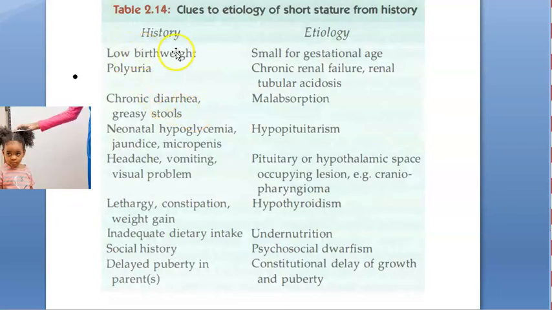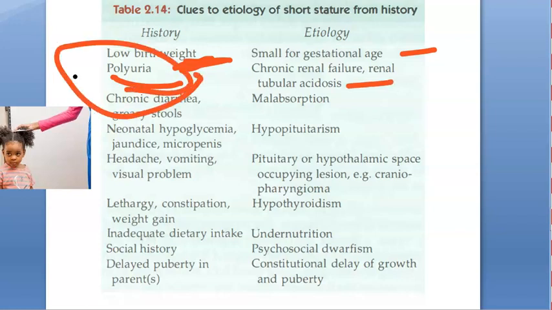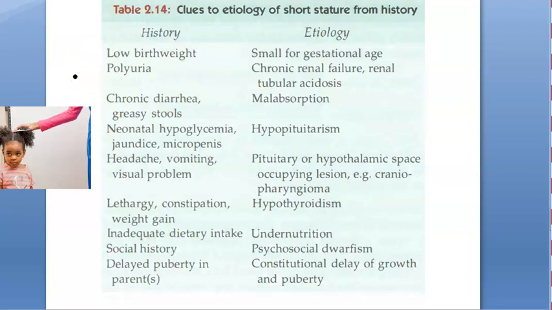If a person has low birth weight by history, okay, then what? Well, it was born, weight is less, but we are talking about height here, small for gestational age. If the person has polyuria, he is urinating a lot: chronic renal failure, renal tubular acidosis. See, polyuria also can be renal failure, oliguria also can be renal failure.